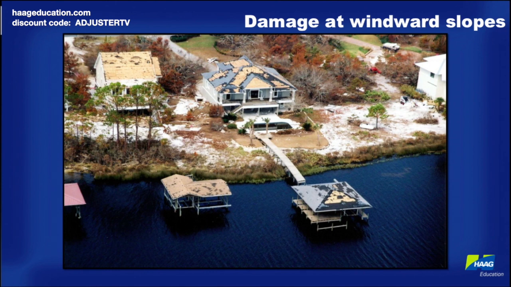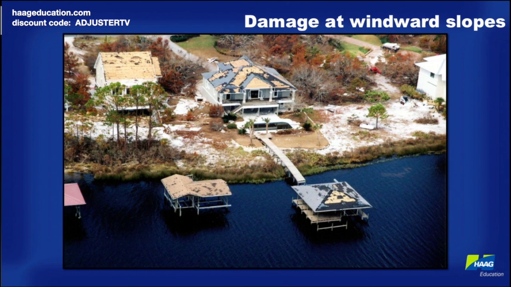So that front slope, you have not only shingles missing, but you have decking exposed. And then as the wind goes around that building, around that roof, you see some more damage to the side. So that's showing you strong damage on the windward side.